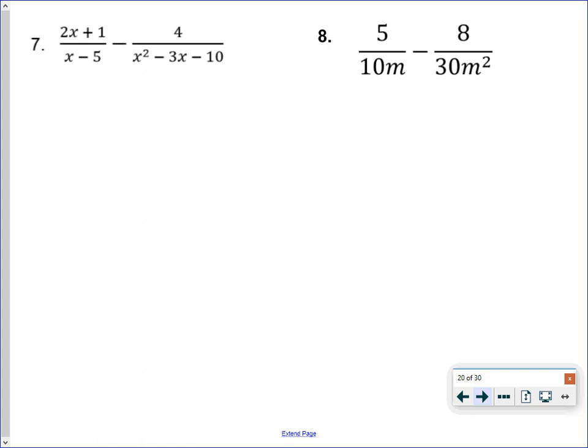But for number 8, we have 5 all over 10m minus 8 over 30m squared. So what we want to do is find our least common denominator of this expression. We want to figure out the smallest possible denominator value so we can actually subtract these two expressions from each other. And our least common denominator here is actually going to be 30m squared, because 3m is the smallest possible value we can multiply 5 over 10m with to get 30m squared.